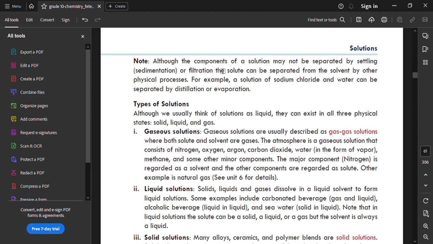For example, a solution of sodium chloride and water can be separated by distillation or evaporation.